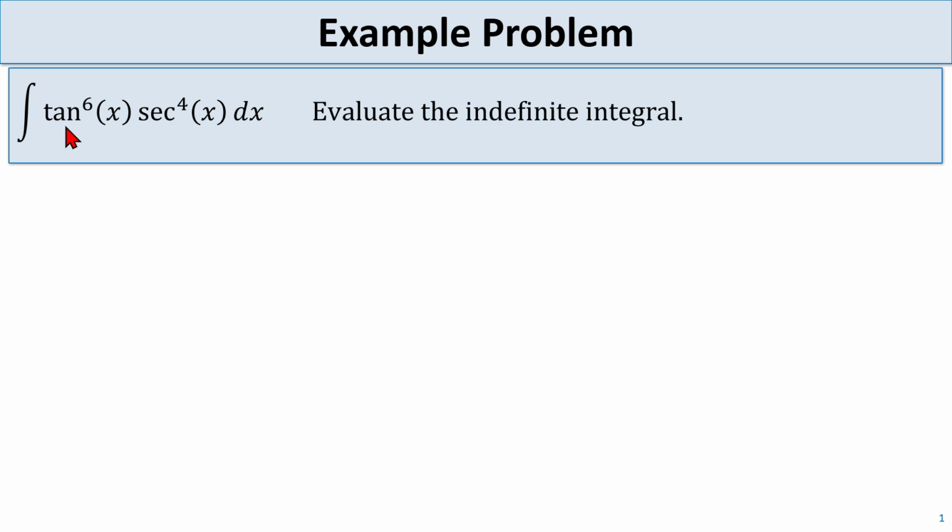Here we're going to integrate tangent to the power 6 of x times secant to the power 4 of x by using the method of substitution. This approach can be used when either secant has an even power or tangent has an odd power.